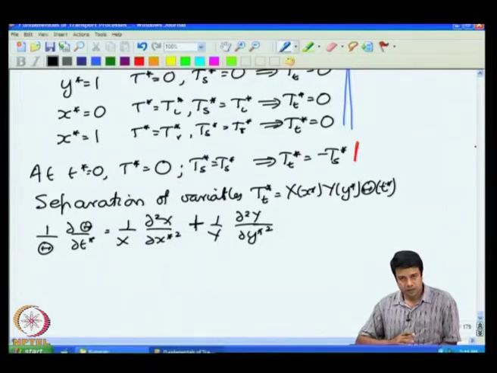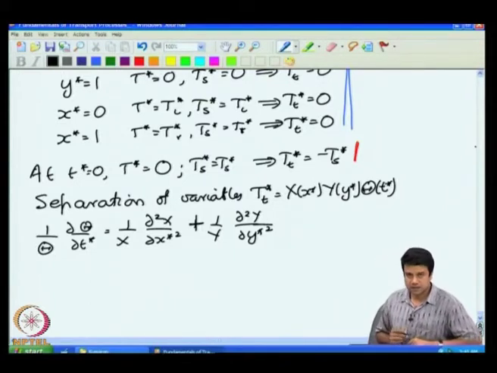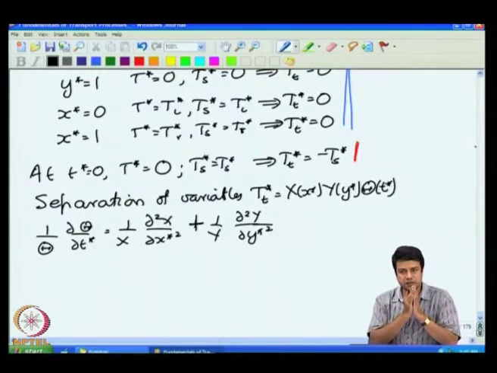Clearly, in both the x and y directions, I have homogeneous boundary conditions. T star for the transient part is identically equal to 0, left, right, top and bottom. Therefore, the constants for both of these directions have to be negative. We also know what those constants should be. If the constant is negative, the solution is in the form of sine and cosine functions.